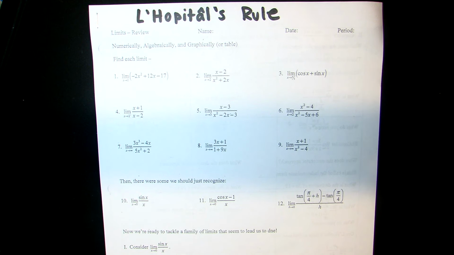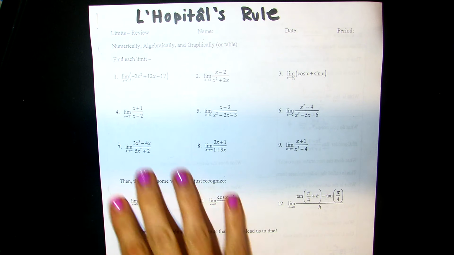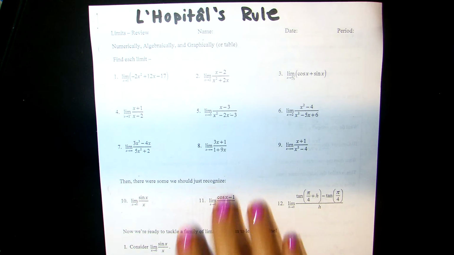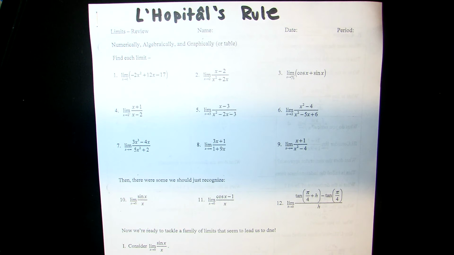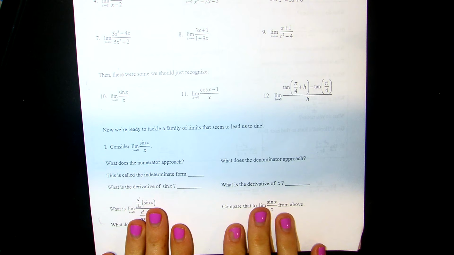I'm going to split this video into two videos. The first video is going to be on just a general limit review so that if you feel solid with limits, you don't necessarily have to watch every single minute of this first video. And then the second video will be on the new topic, which is L'Hopital's rule.